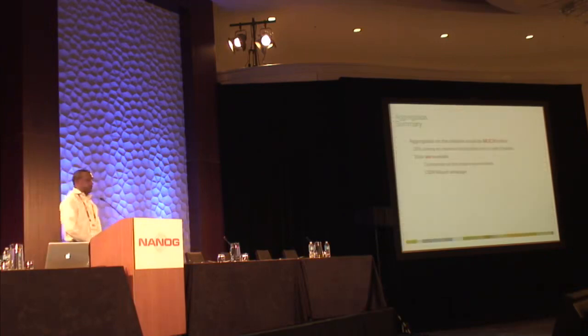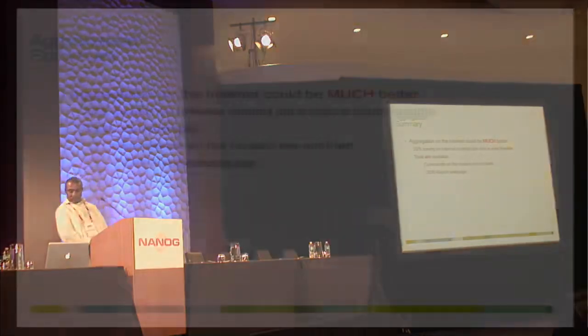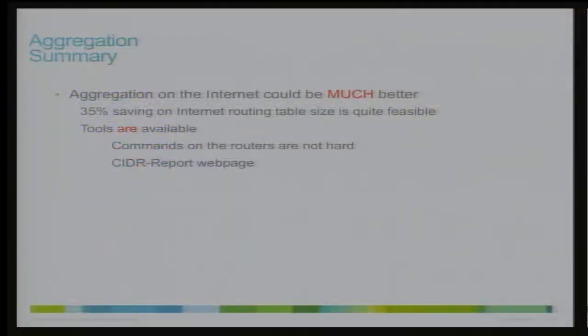So in summary, aggregation on the internet could be much better. The routing table could be reduced by close to half, and quite easily by 35%. And there are tools to do it, and web pages to help with that. Any questions?